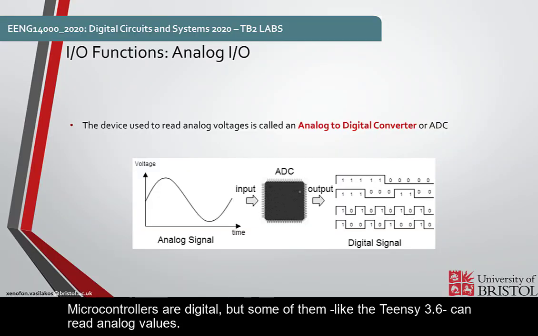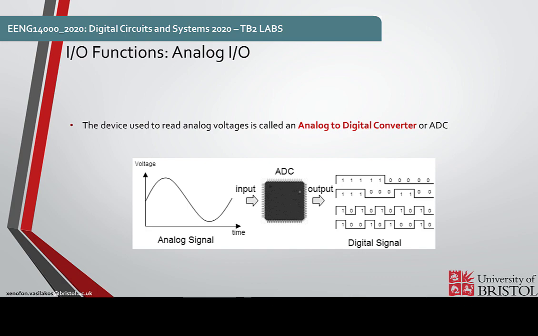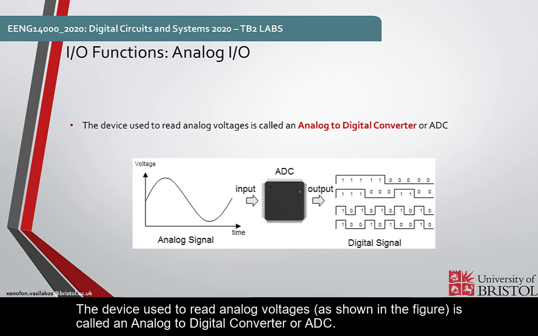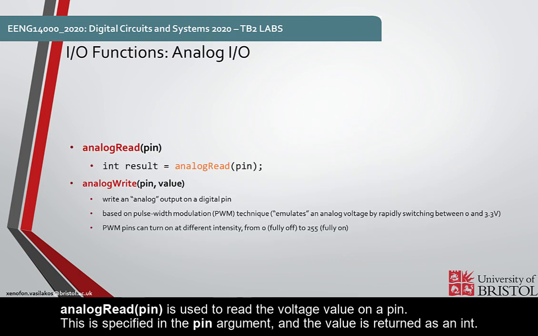Microcontrollers are digital, but some of them, like Teensy 3.6, can read analog values. The device used to read analog voltages, as shown in the figure, is called an analog to digital converter, or ADC. analogRead is used to read the voltage value on a pin. This is specified in the pin argument and the value is returned as an int.